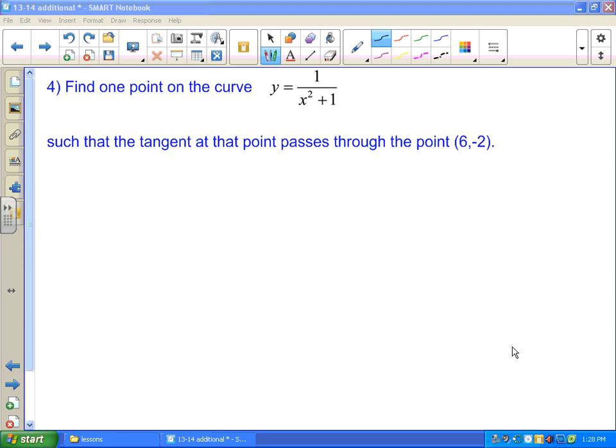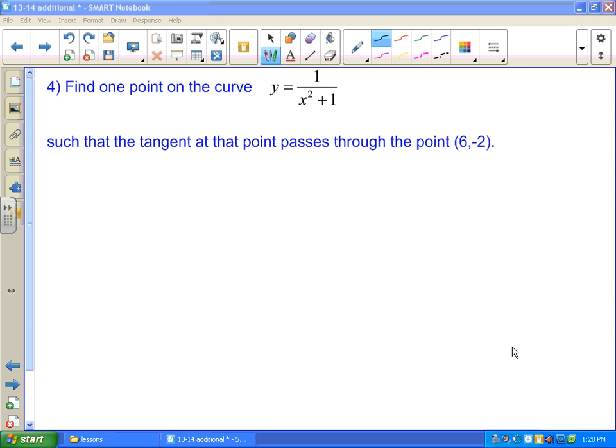This is probably the trickiest question out of the four here. That's why we sort of left it till last. We're asked to find one point on the curve y equals 1 over x squared plus 1, such that the tangent at that point passes through the point (6, -2).